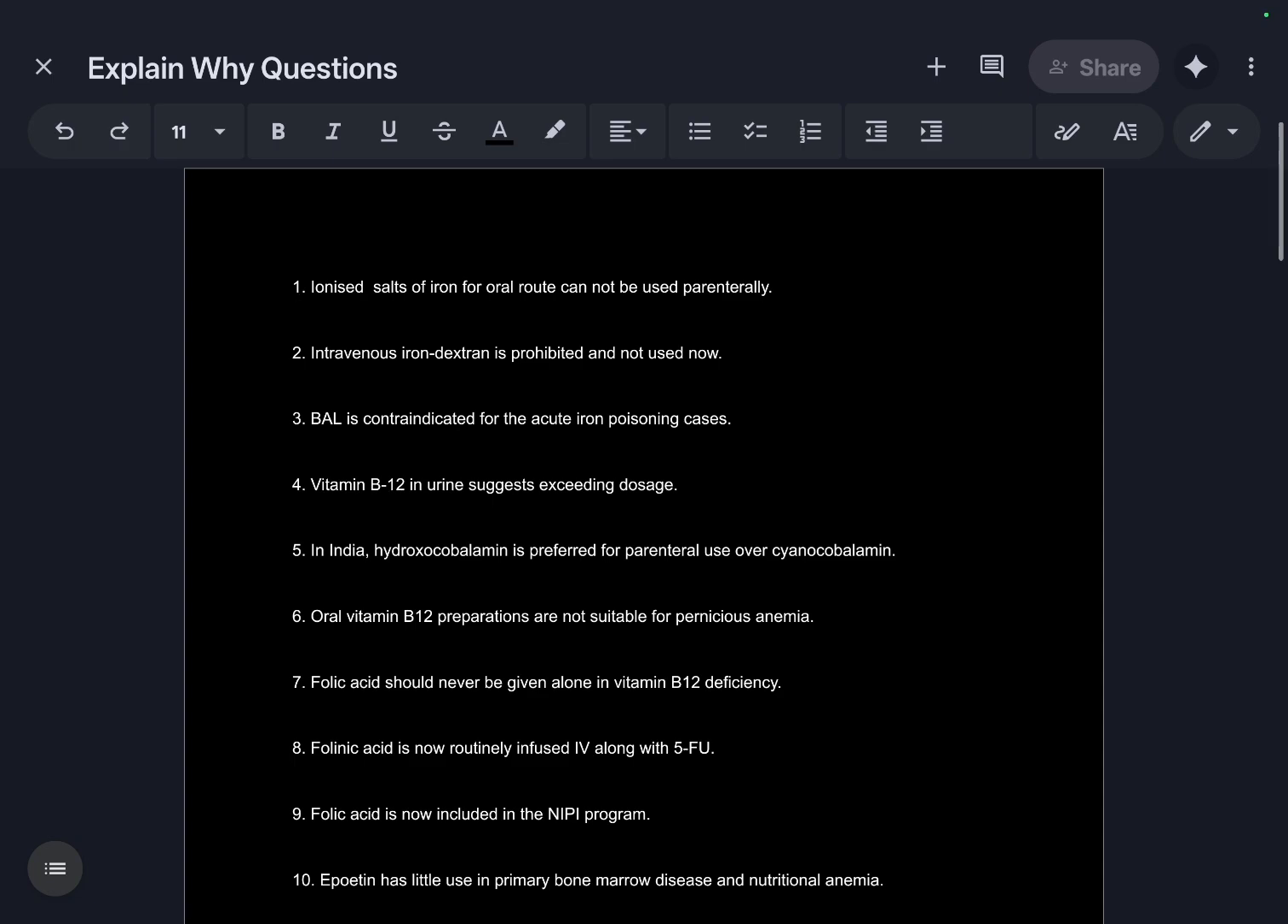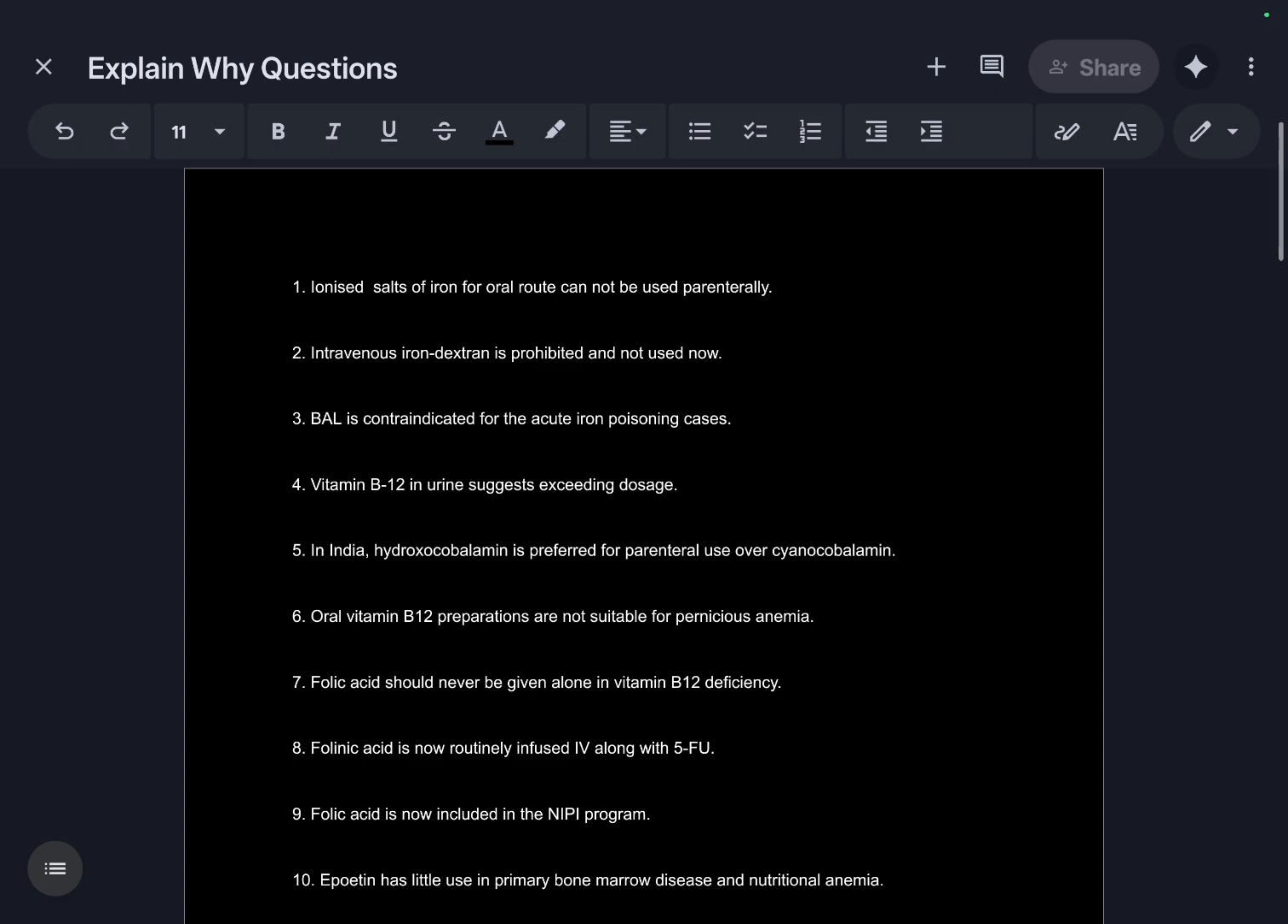Then question number 6: oral vitamin B12 preparations are not suitable for pernicious anemia. So you have to know the pathology of pernicious anemia. What happens in pernicious anemia? Pernicious anemia is an autoimmune disorder in which autoantibodies are formed against the parietal cells, which leads to destruction of parietal cells, and the intrinsic factor is decreased. So there is complete absence of intrinsic factor. Pernicious anemia is of several types, but let's not discuss that.